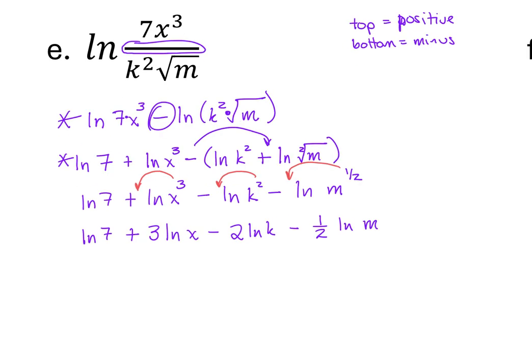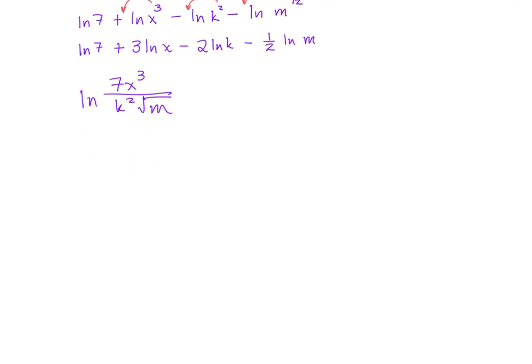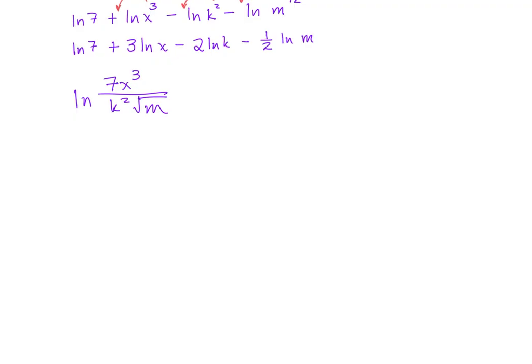And so, for instance, if we look at this one again real fast, I take a little bit of a shortcut. Basically everything here is being multiplied, divided, however you want to think about it. When I look at this, what I see is, okay, 7 is on top, that's going to stay positive. X cubed is on top, that is going to stay positive. I am dividing by k squared, which means that's going to be a minus. And I am dividing by square root of m, which means that is also going to be a minus. So basically everything on top is going to stay positive, and everything on bottom becomes negative.